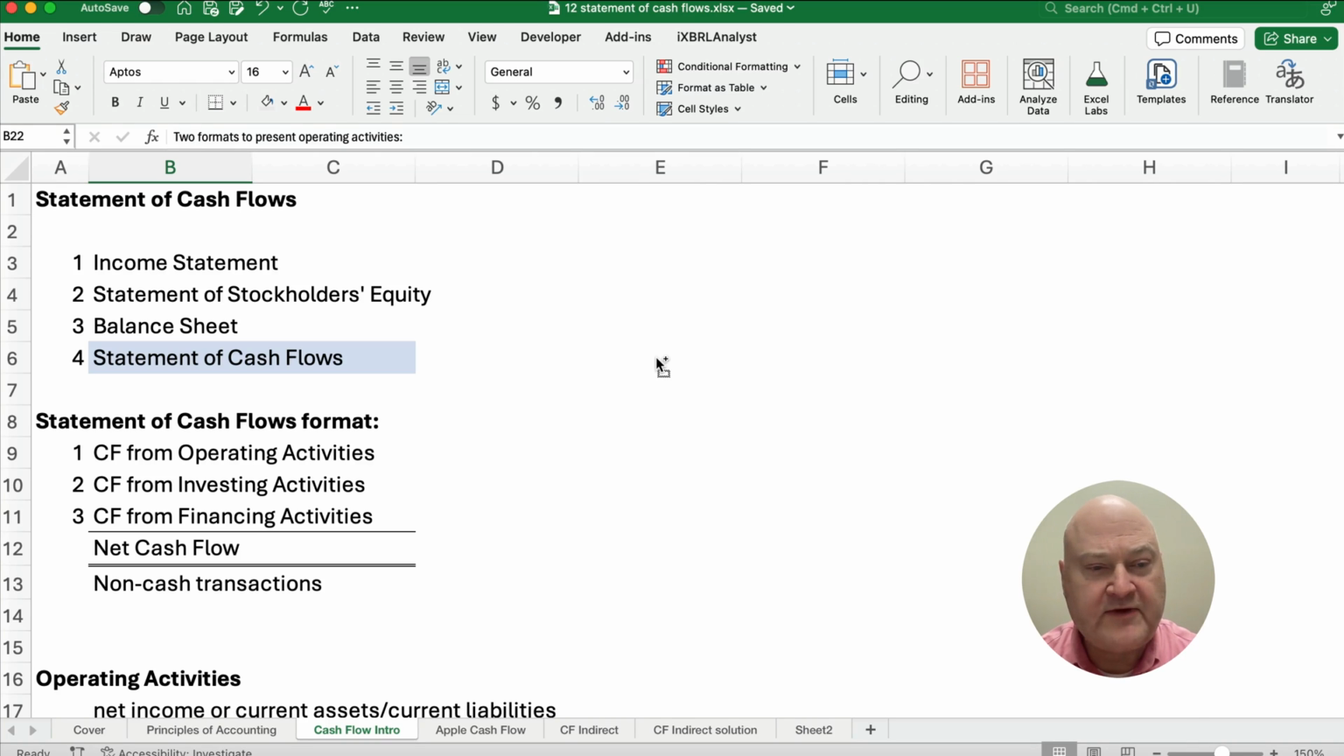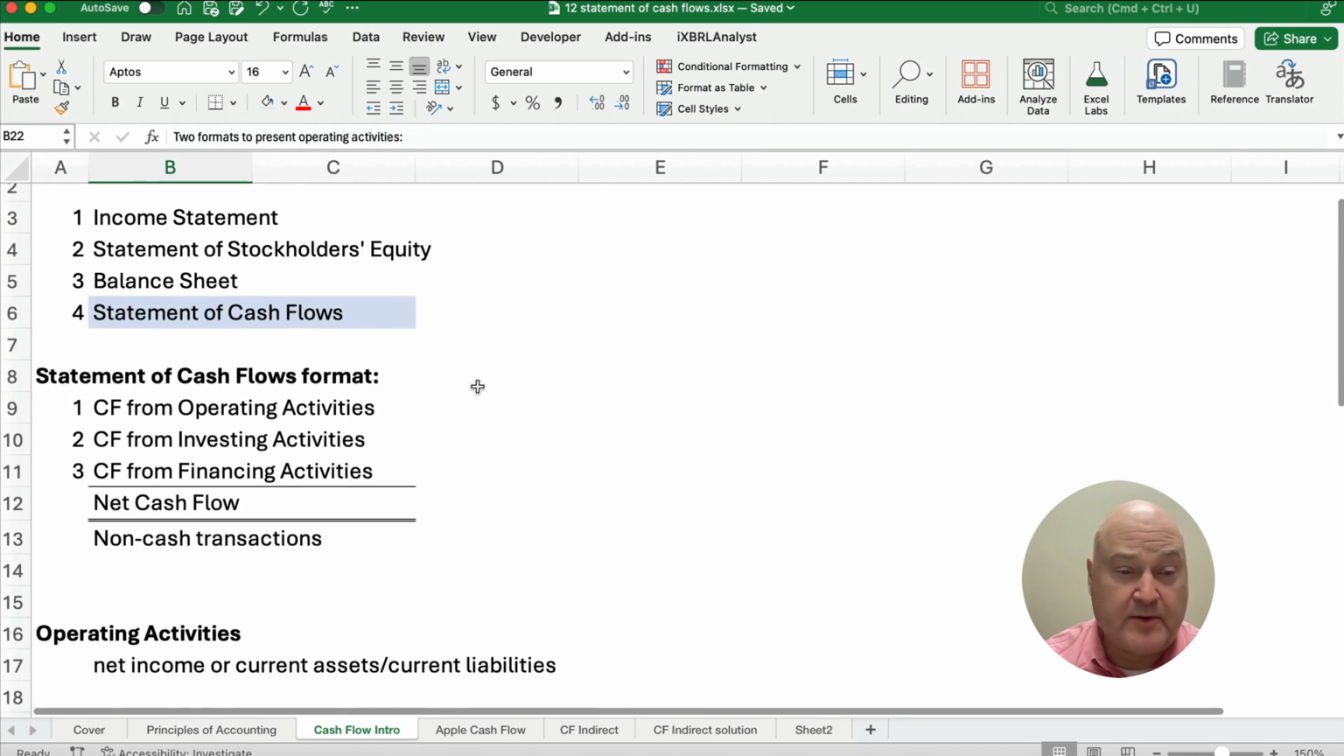So what is the statement of cash flows? Well, we know the financial statements. We have the income statement, some kind of statement of equity or retained earnings, the balance sheet, and now we're at the statement of cash flows. It's kind of the more difficult one to prepare because we have the accrual accounting system, which says we recognize revenue when we earn it and recognize expenses when we incur it, and the cash flow happens before or during or after. So the statement of cash flows can be difficult to prepare.